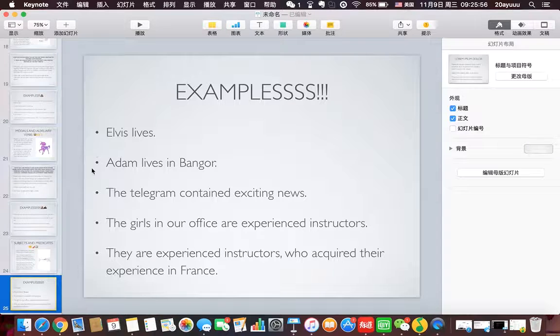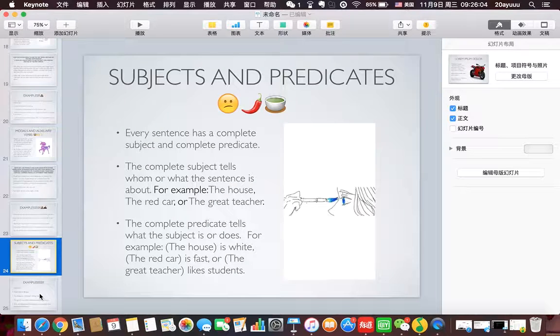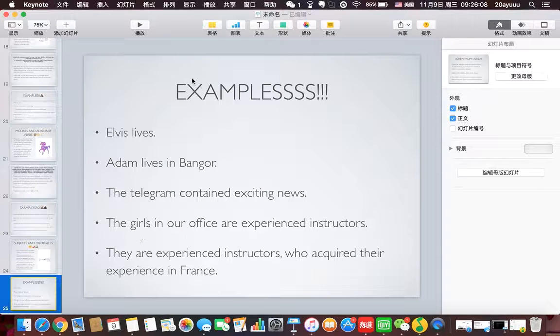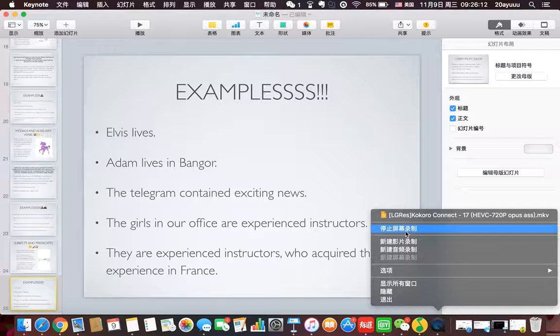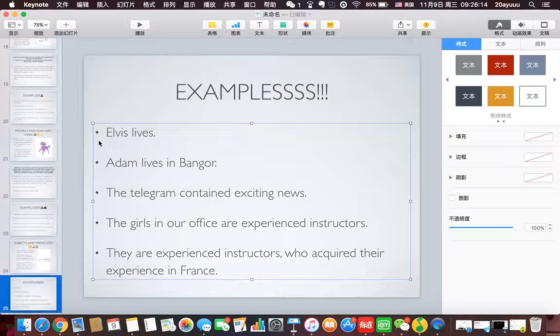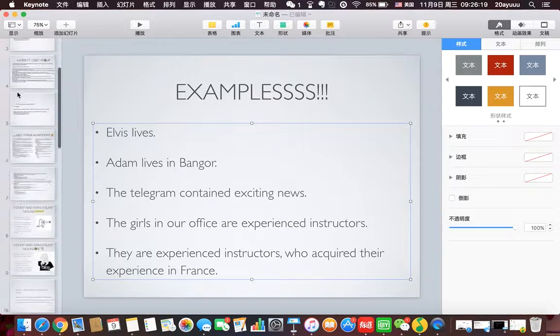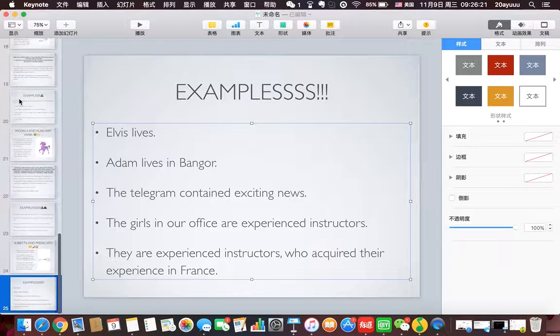These are our examples. As we can see, this is a subject, and this is a predicate. So I kind of finished. Good. And we've now finished the 9 different literary devices.